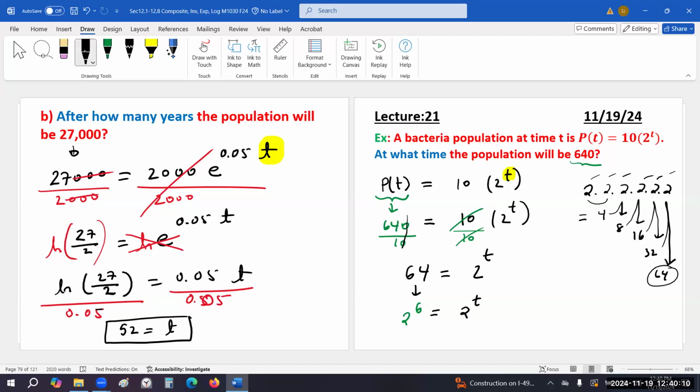And then what do you do? Since we have the same base, we cancel them. And this way we are so lucky, we don't have to do anything else. What is our t? 6. So we need to wait 6 years for the population to become 640.